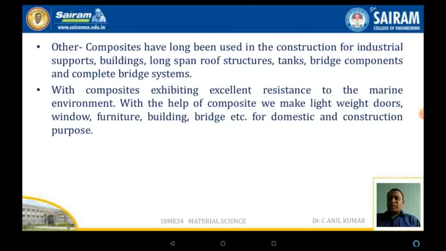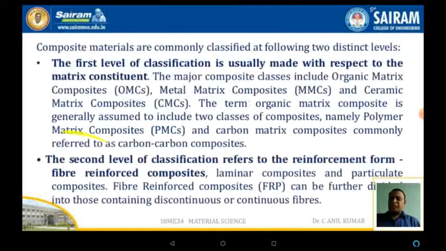Other composites have long been used in construction for industrial support buildings, like long spans of roof structures, tanks, bridges, components, and complete bridge systems. With composites exhibiting excellent resistance to the marine environment, the marine field also has a major application. With the help of composites, we can make lightweight doors, windows, furniture, buildings, bridges, etc. for domestic as well as construction applications.